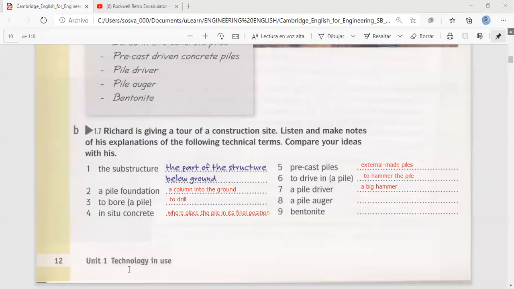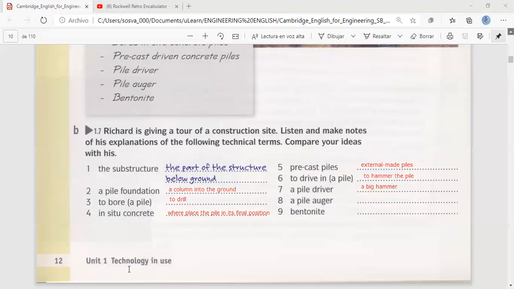In piles, they drive everyone. In the pile. Yes. It's a component. Maybe with the auger. It's a giant drill, right? Okay. Yes, I mentioned that. Let's listen how to explain.